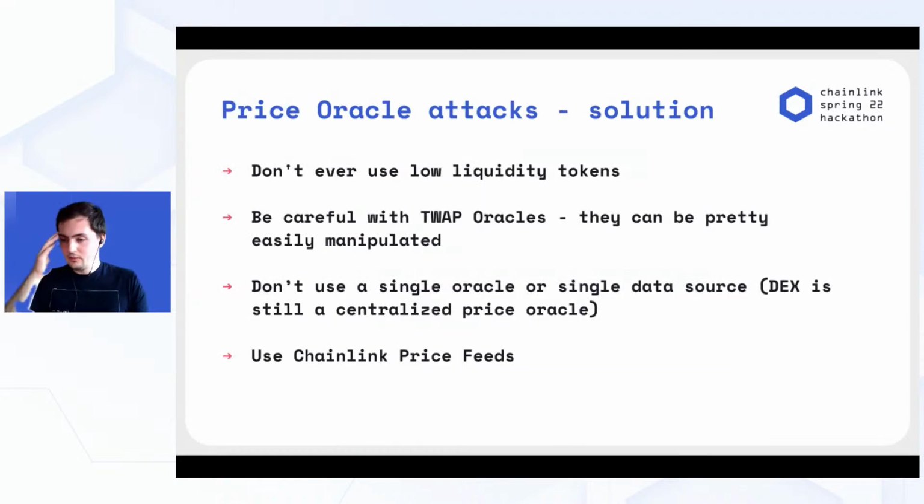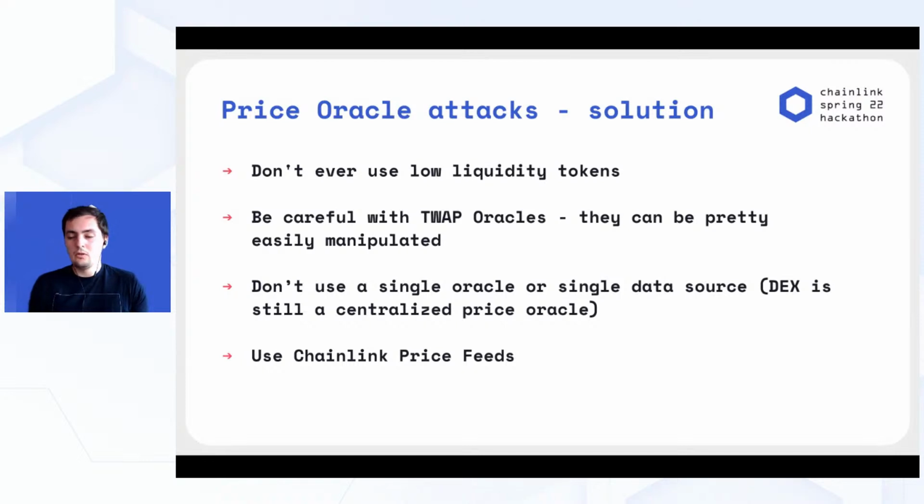So what can you do? First of all, don't ever use low liquidity tokens. Some tokens that are not too famous, that don't have great liquidity, avoid them. Simply avoid them. Have a mandate that you have a list of tokens that are supported on your protocol, and that's it. This is the safest bet.